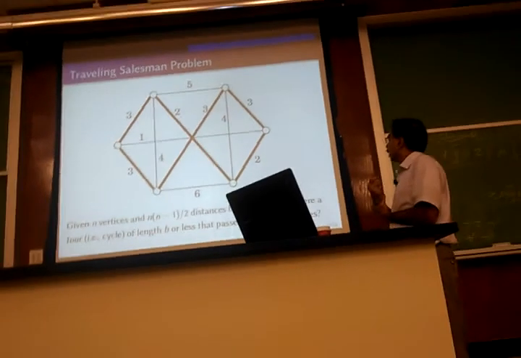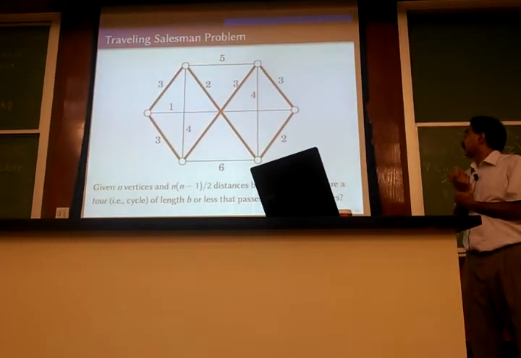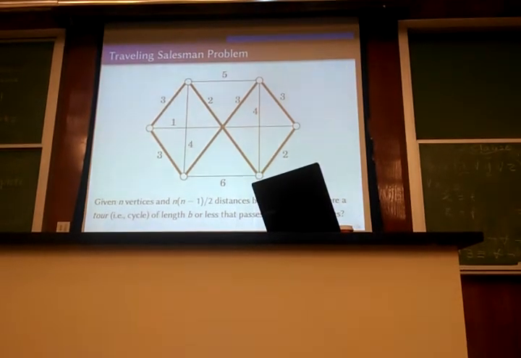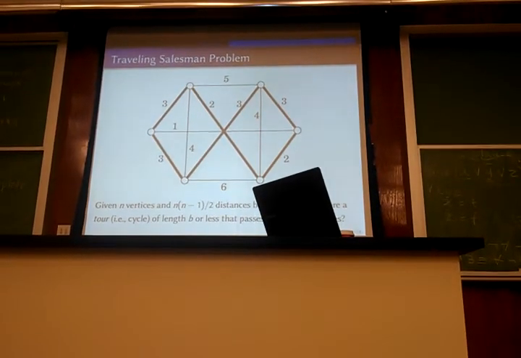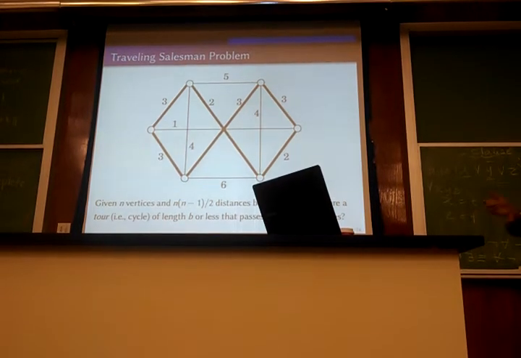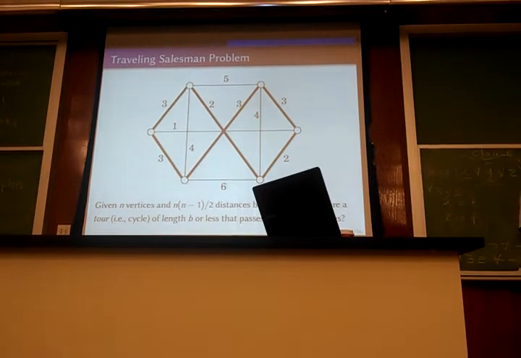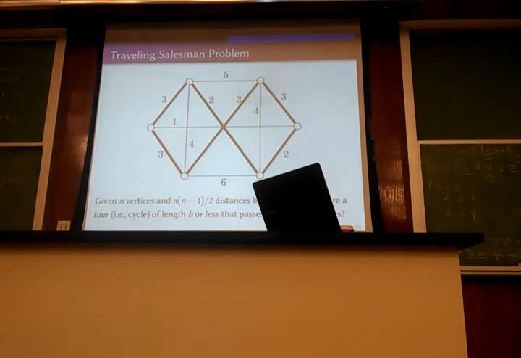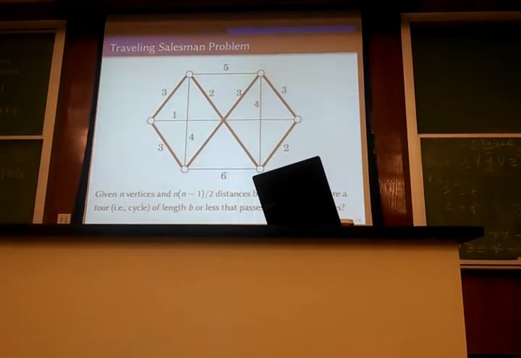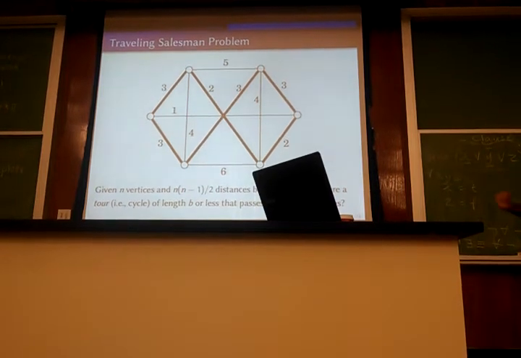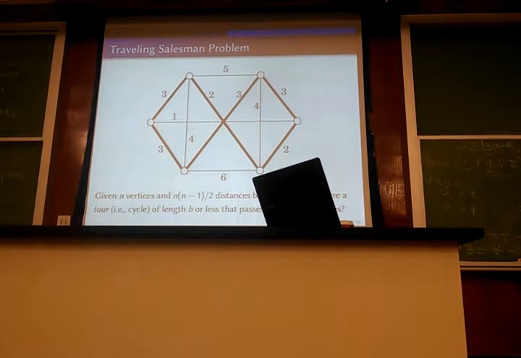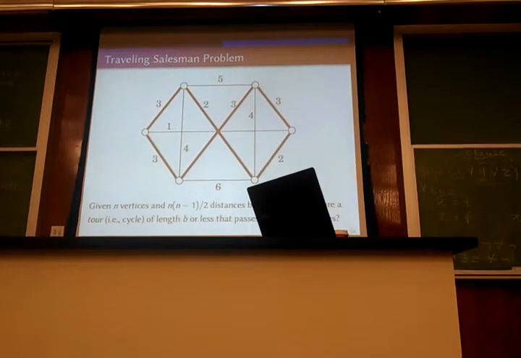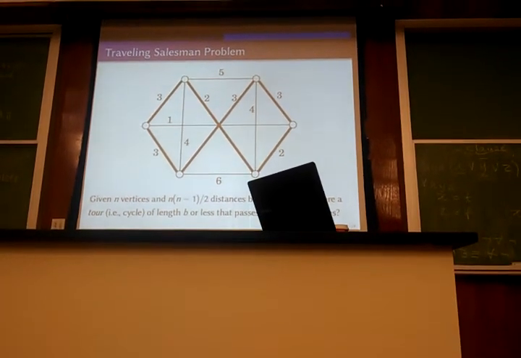You need to find a circuit that visits every vertex in the graph and also has the least cost. Again, to make it a decision problem, we'll say, does there exist a circuit that visits every vertex exactly once and has an edge cost less than or equal to some quantity? So this is how we make traveling salesman into a decision problem.